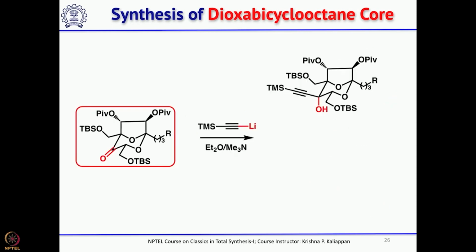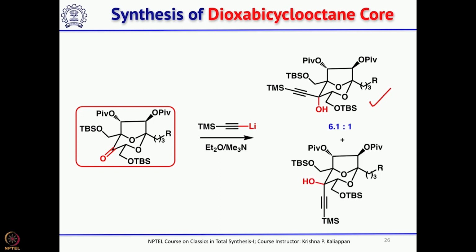So finally what he did, he went back to the ketone. So instead of doing a Peterson olefination, he added lithium trimethylsilyl acetylide to get this as the major product. Now you can see this trimethylsilyl acetylene comes from the equatorial side, and this is the major product. You can see a 6:1 ratio.